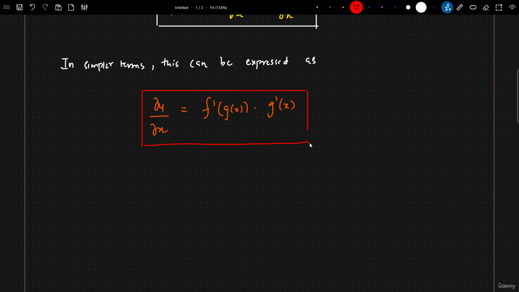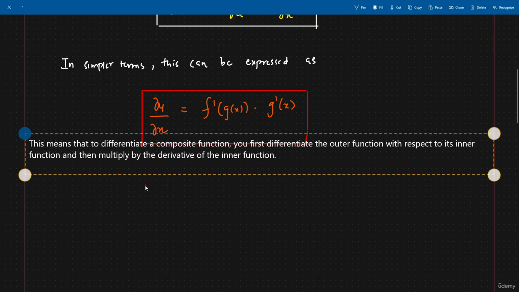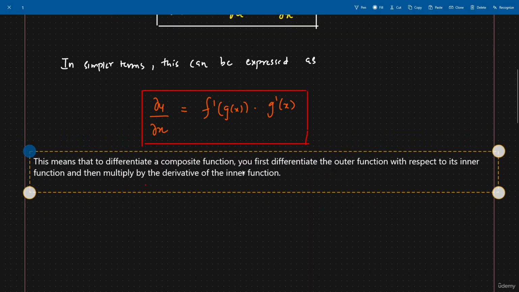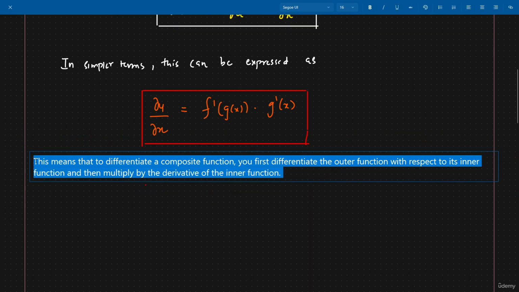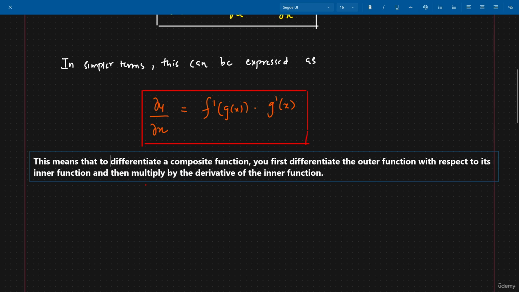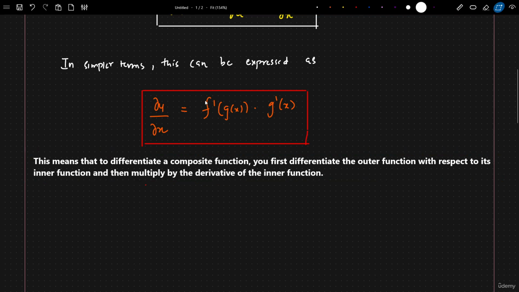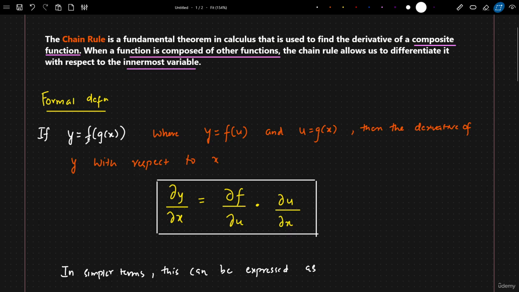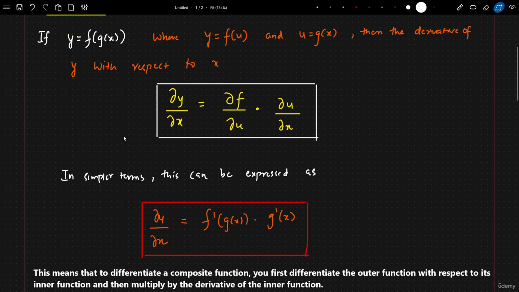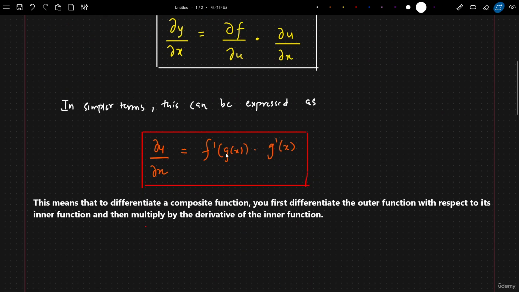Okay. But here, what is the main idea? I will go ahead and give this amazing statement so that you will be able to understand this. So here the main idea is basically: to differentiate a composite function, you first differentiate the outer function. This is my outer function, f of something, right? So that is the reason I'm writing f dash of g of x.